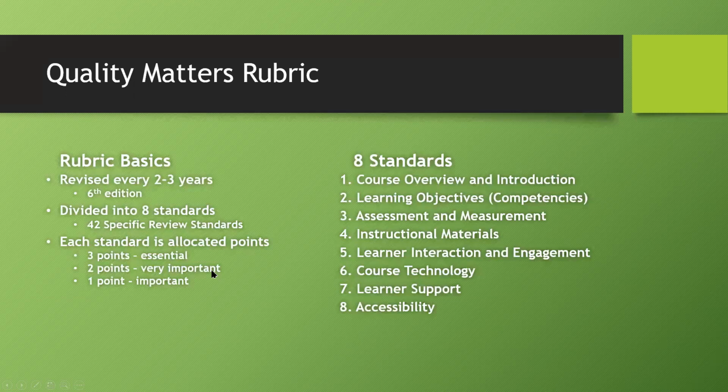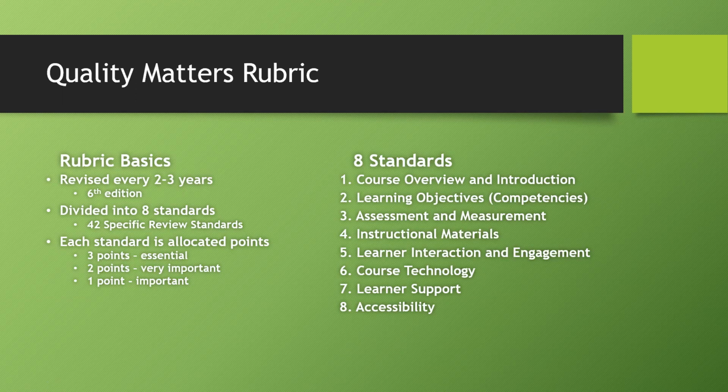So for those of you who were not able to attend part 1 of our webinar series, Quality Matters has a rubric that is in the 6th edition. It gets revised every 2 to 3 years. It's divided into 8 standards. Last week, we did course overview and introduction, as well as learning objectives and competencies. This week, we're doing assessment and measurement and instructional materials. And in the coming weeks, we will address standards 5 through 8, learning, interaction, and engagement, course technology, learning support, and accessibility. These 8 standards are divided into 42 specific review standards, and each standard is allocated a point value.